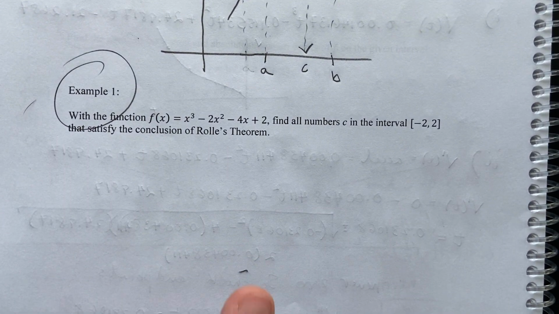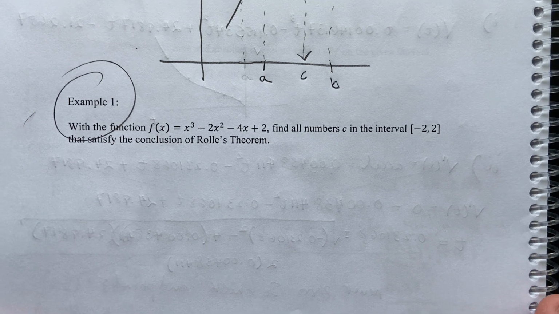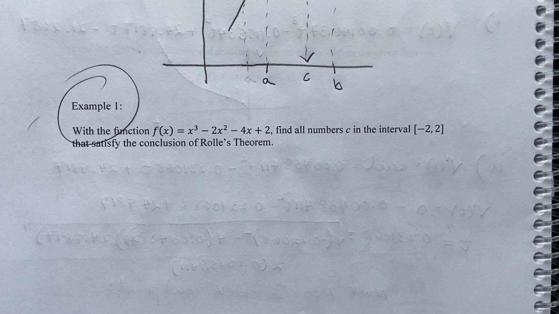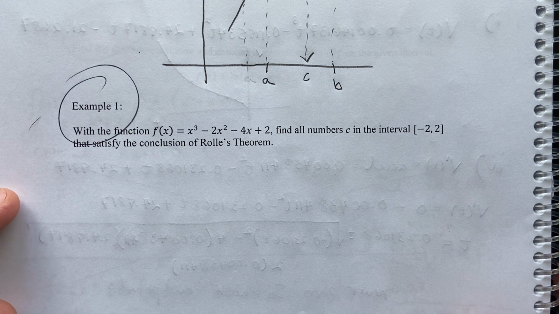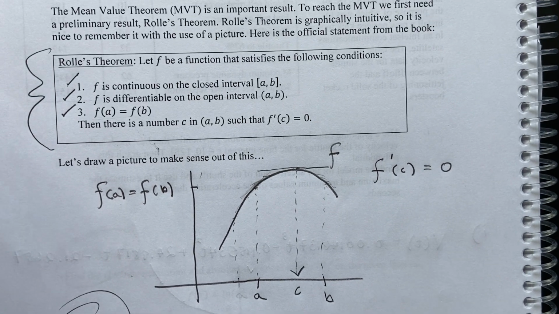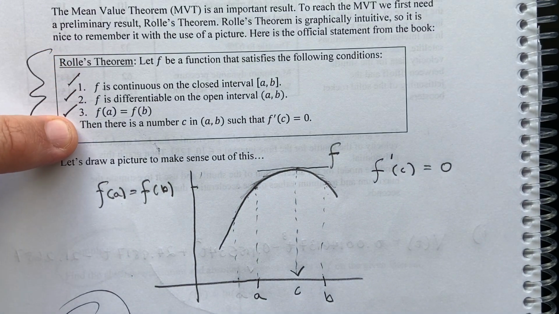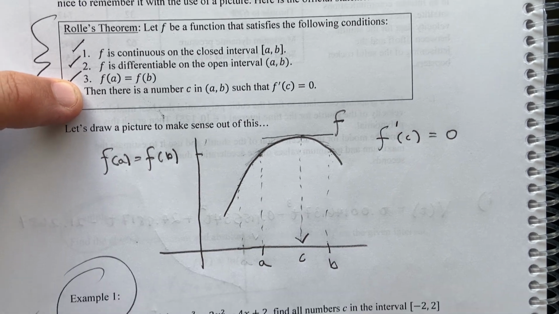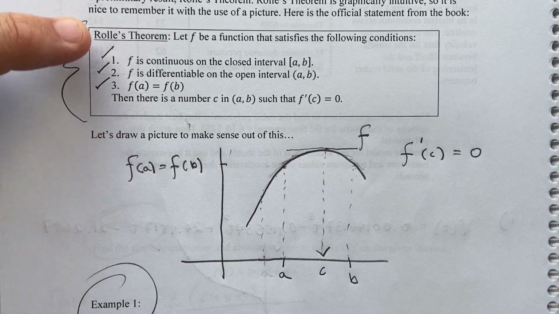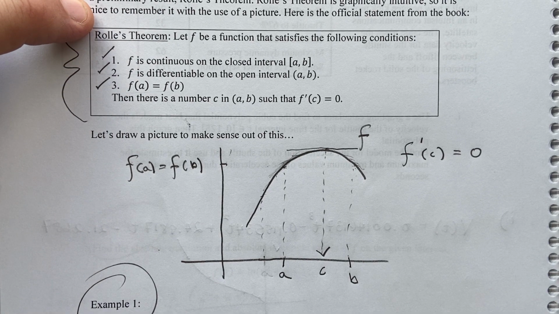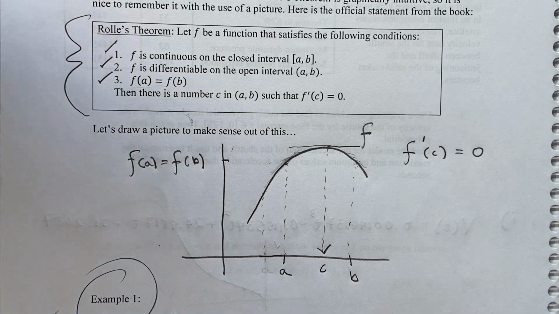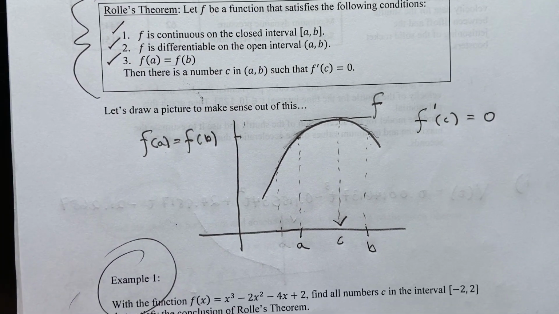Let's look at an actual example and try to apply all these things. Example 1: with this function, find all numbers c in the interval -2 to 2 that satisfy the conclusion of Rolle's theorem. First things first, we need to make sure that these three things hold true so that we can then move to the then part. For this function, we need that it's continuous on the closed interval -2 to 2. So let's write this down.